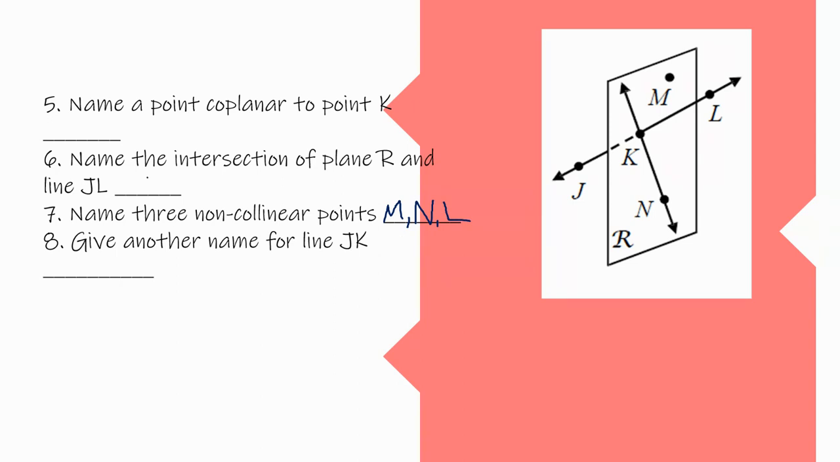Let's see, we know how to name lines. Name the intersection of plane R and line JK or JL. Where are these intersecting? These are going to be intersecting right at point K.